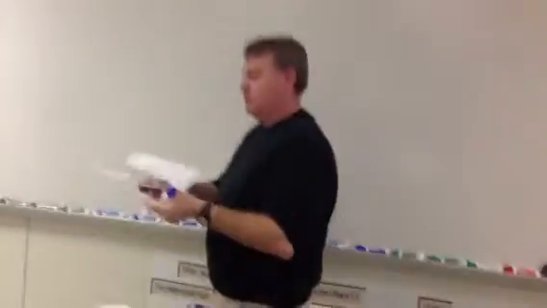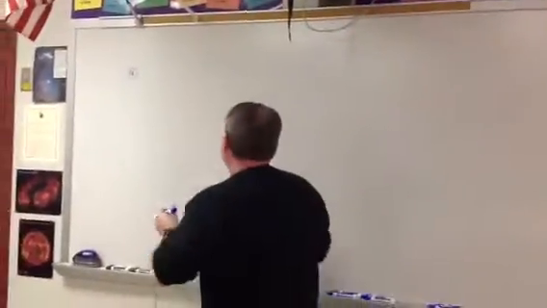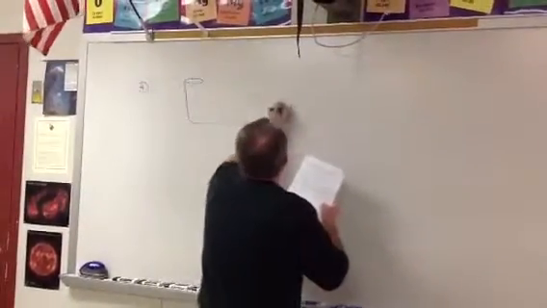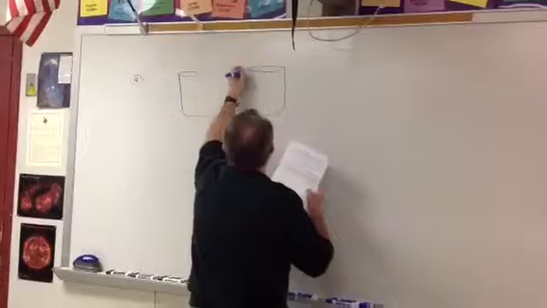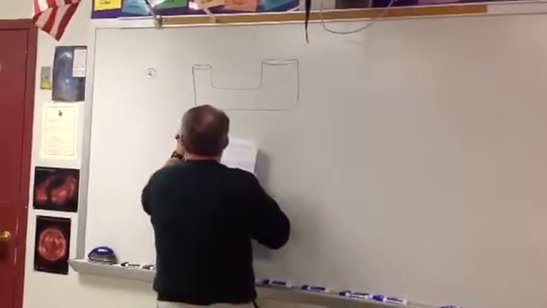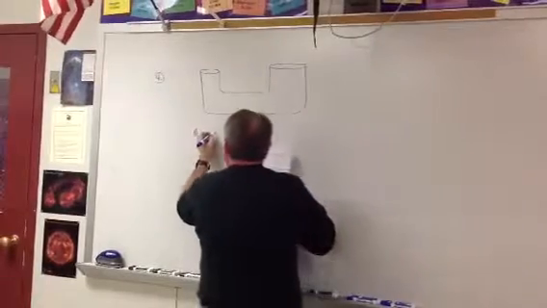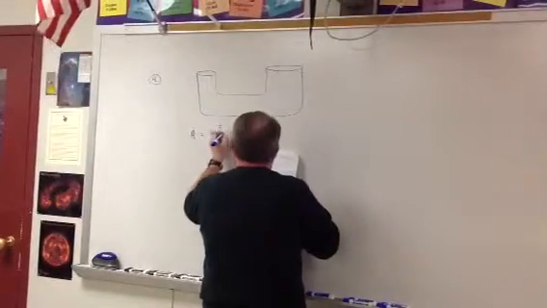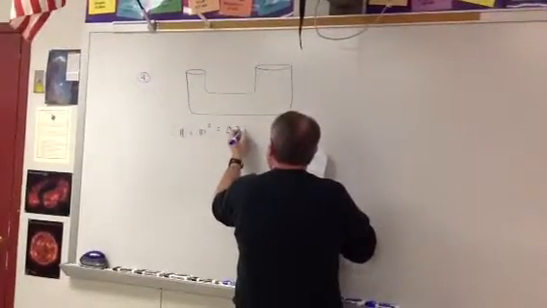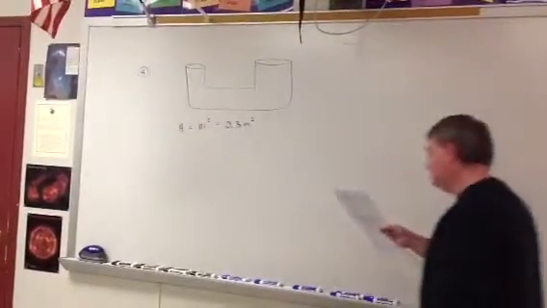Alright, let's look and see how we would approach this problem first. You've got a small piston on one side. You've got a larger piston on the other. The area of the small piston is going to be pi r squared, but they give that to you already as 0.3 meters squared in the problem.